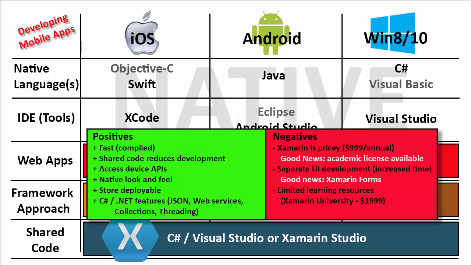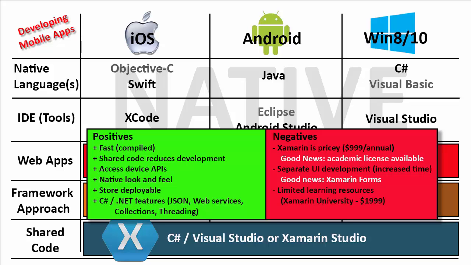C# is a very powerful language, and by using it as the back end for these platforms, we also have access to the .NET framework and all the capabilities that C# brings with it, such as JavaScript Object Notation, JSON, web services, collections, threading. Anything we can do in C# basically we can do for these devices. Now we're learning one language and one IDE to create all 3 platform apps.